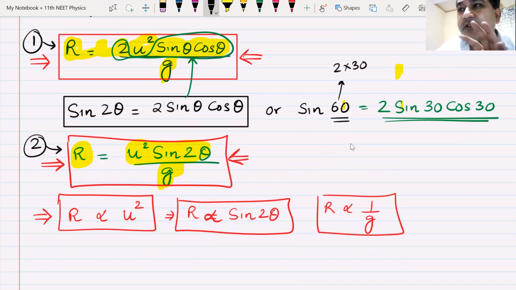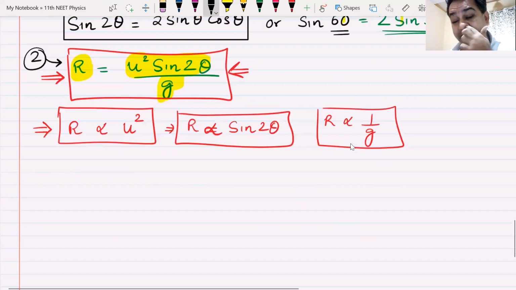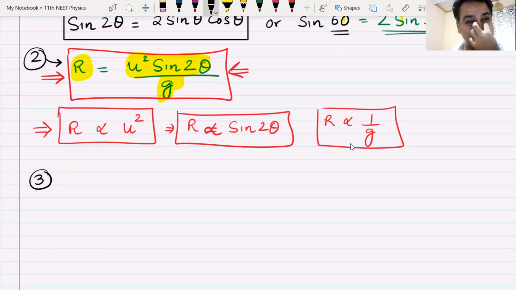One and the same formula, just written in different ways. Now you must be wondering, is there any other way of writing this? Yes, there are. There are a few different ways of writing this. Way number 3.